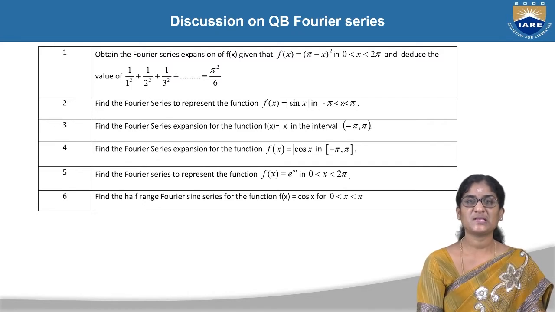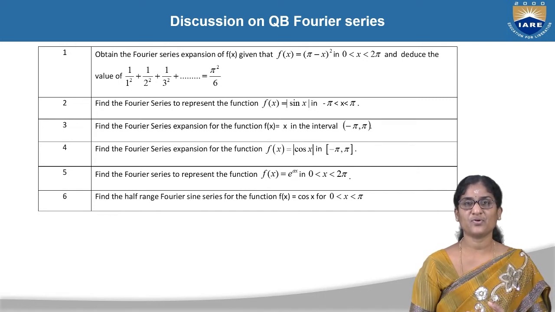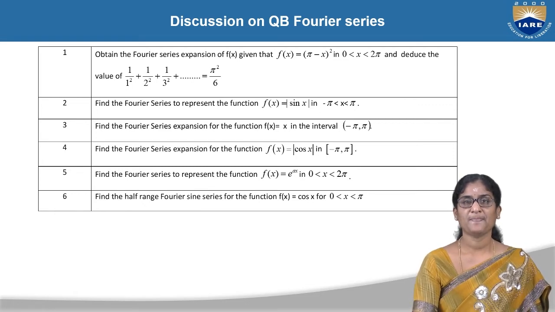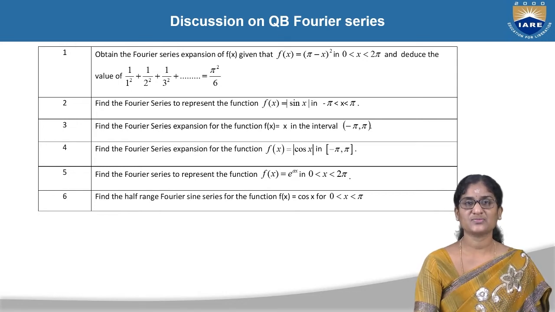Now what is the interval? 0 to 2 pi. Now what is the Fourier expansion? What is the formula for Fourier expansion? F of x is equal to a naught by 2 plus summation an cos nx plus bn sin nx. So what we need to do now is find the three Fourier coefficient values: a naught, an and bn. How to find the a naught value? A naught can be found by 1 by pi integral 0 to 2 pi f of x dx.